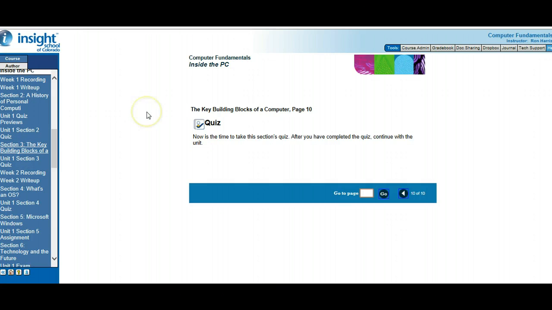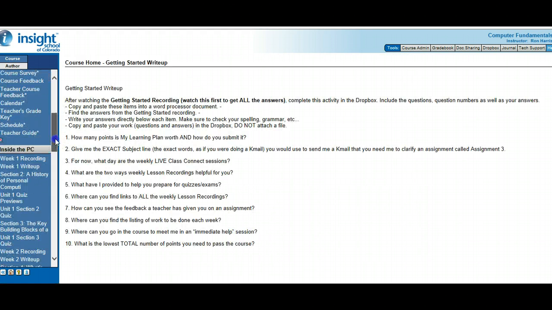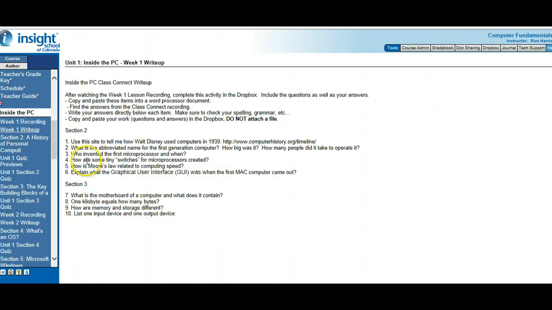So that wraps up this first week. If I go up here to Course Home, actually I want to go to the Week 1 Write-Up, not the Getting Started Write-Up. So Week 1 Write-Up, we answered those before, and these we just answered. What is the motherboard and what does it contain? Talked about that. I showed it to you. 1 kilobyte equals how many bytes? You need to find that out. How are memory and storage different? I talked about that. And list one input and one output device. So very easy answers to turn in this Week 1 write-up.